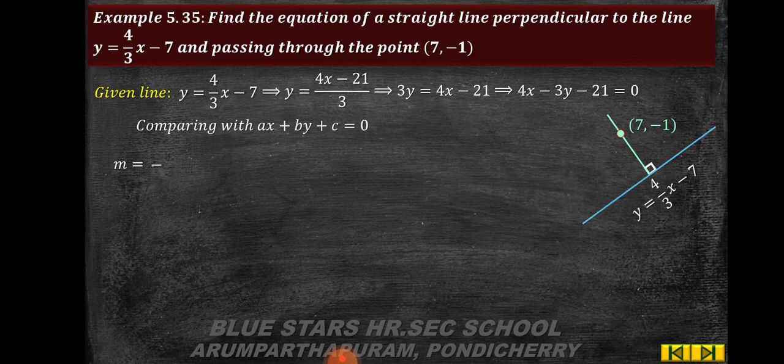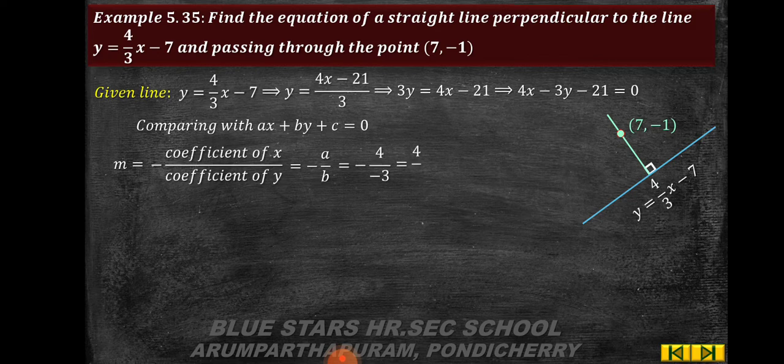m is equal to minus coefficient of x divided by coefficient of y, which is equal to minus a by b. Here the coefficient of x is 4 and the coefficient of y is minus 3, which is equal to minus of 4 by minus 3, which is equal to 4 by 3. Therefore, you find the slope m is equal to 4 by 3.